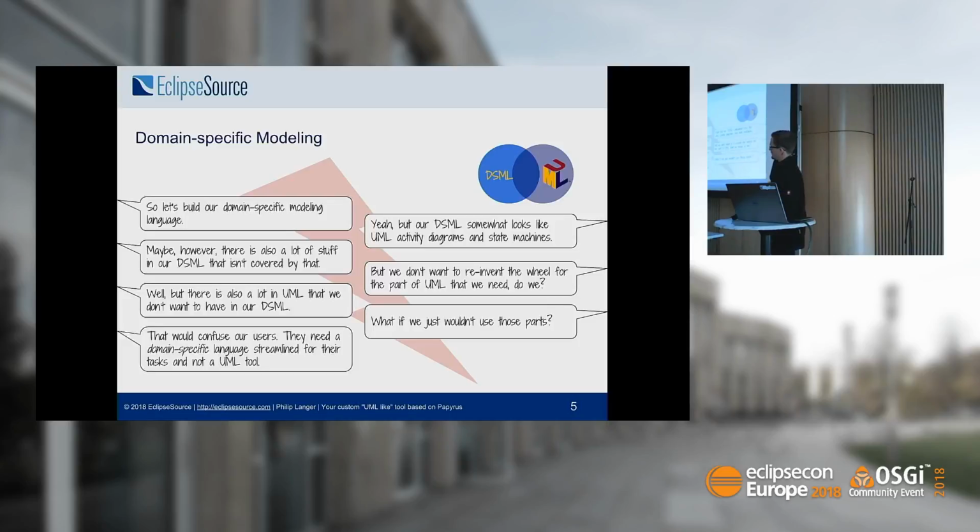The counter argument typically is, yeah, maybe that's a good idea, but if we use UML, we also get a lot of things that we actually don't need in our domain, right? So for instance, if you're interested in a subset of activity diagrams, in UML there are also sequence diagrams, class diagrams, and whatever, and you get those when you use UML, but you don't really know how to use them for your particular domain, and you actually don't want to, because what you actually wanted to create is this domain-specific modeling language.